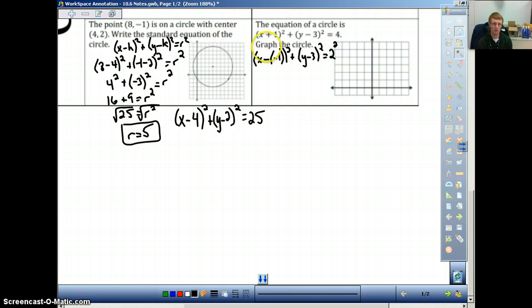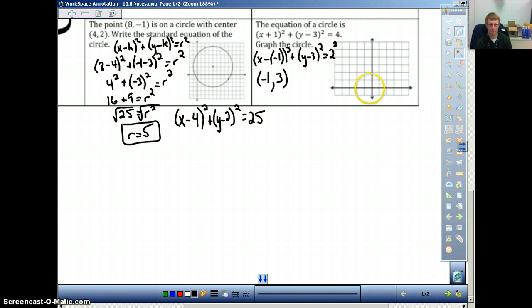So what that means is we've now identified our h as negative 1. So the center of this circle will be negative 1, and the y-coordinate of the center of the circle will be a positive 3. So the minus is supposed to be there, so you want to look at it and think of it as opposite. So if this is plus, then it'll be negative. If this is minus, then it'll be positive. Okay? And then our radius is 2.